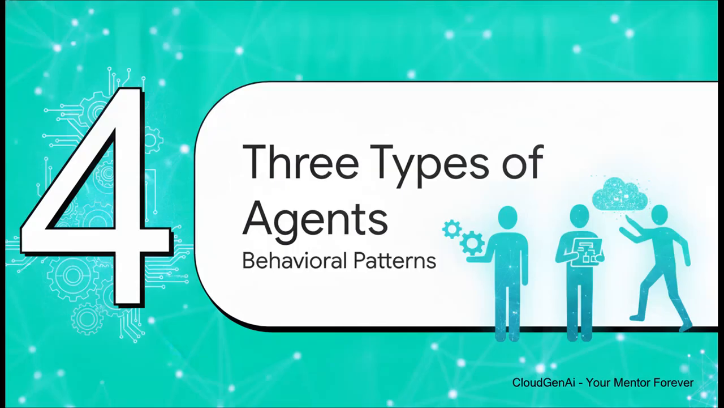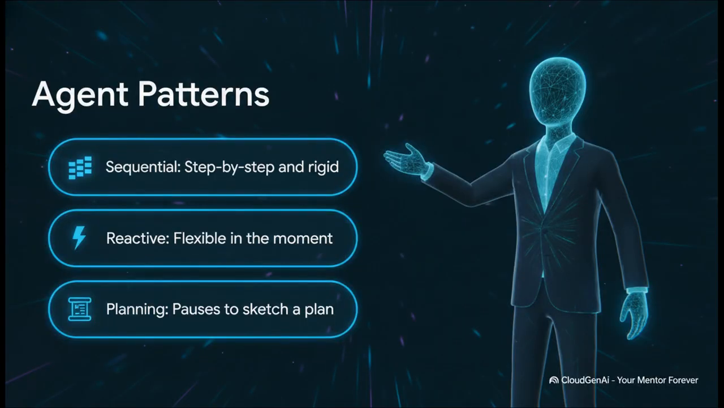Moving on to Section 4, 3 types of agents, behavioral patterns. Because, just like human workers, as these agents evolve, they adopt completely different behaviors depending on how complex the task is. The sources basically outline 3 broad patterns here. First, you have sequential agents. These run step by step, sort of like an assembly line. They're super predictable, but a bit rigid. Second, reactive agents. These decide in the moment based on the current state. It's very flexible, but they don't really plan ahead.